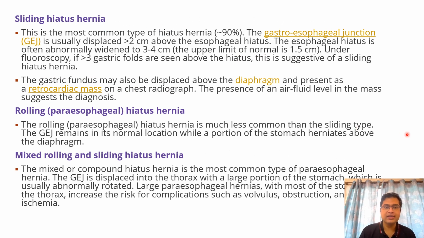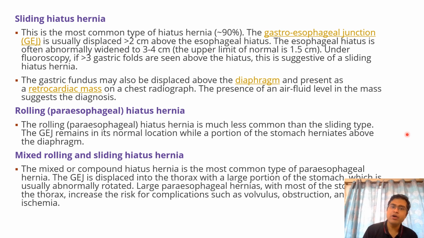Coming to sliding hiatus hernia, which is the most common type, the gastroesophageal junction is displaced more than 2 centimeters above the esophageal hiatus. This number is to be remembered: more than 2 centimeters above the esophageal hiatus. The esophageal hiatus is also abnormally widened to 3 to 4 centimeters, while the upper limit of normal is about 1.5 centimeters. On fluoroscopy, we can see more than 3 gastric folds above the hiatus, which is suggestive of sliding hiatus hernia.